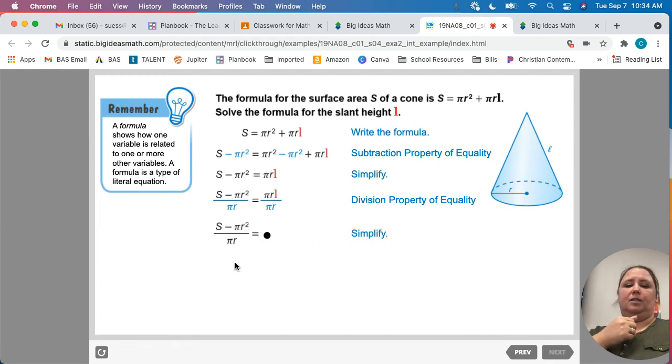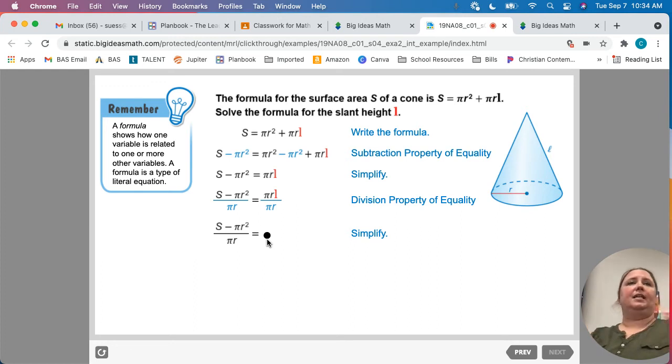Okay? So now we're just going to leave S minus pi r squared divided by pi r over here, because that's a mess. I don't want to touch that. And this should say equals L. I don't know why it became a dot. An equal circle. Yes. But that should say L. Error in the Big Ideas program.